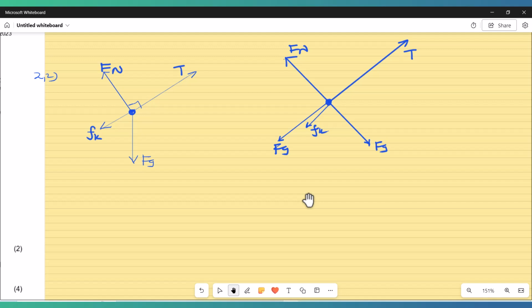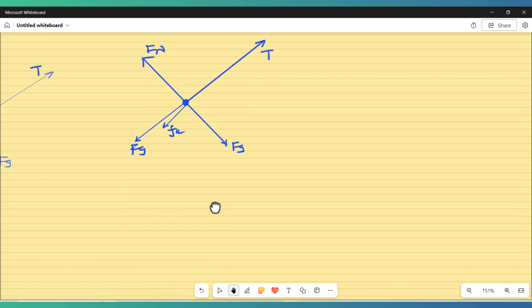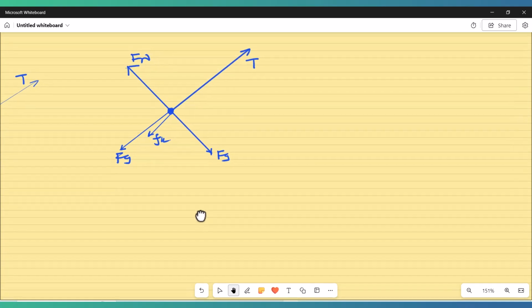Because it is moving, we are going to say that our F net equals MA. Now F net is the sum of the forces in the line of action. So the tension force is being opposed by the frictional force, which is Fk, and also opposed by Fg parallel. Then that should give us the mass times acceleration.